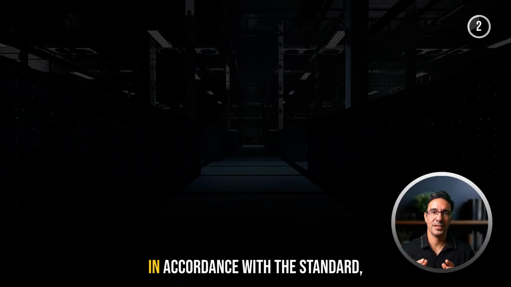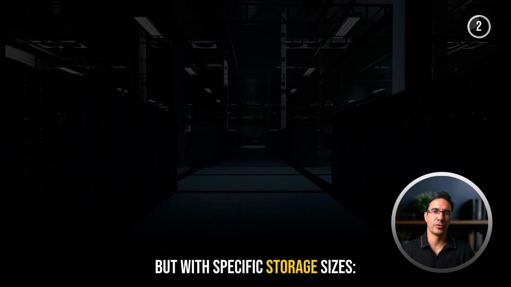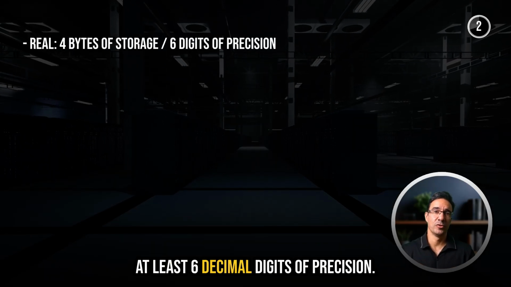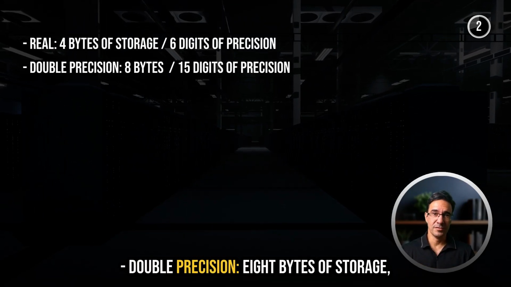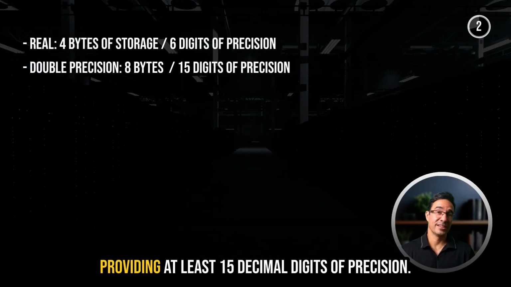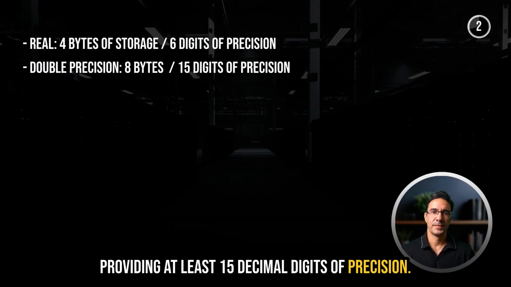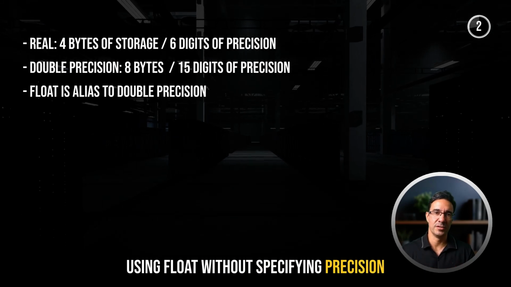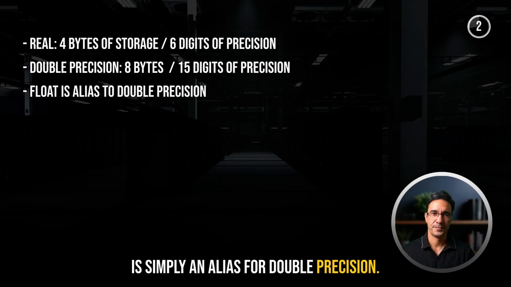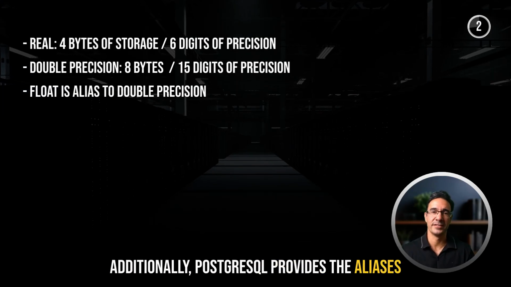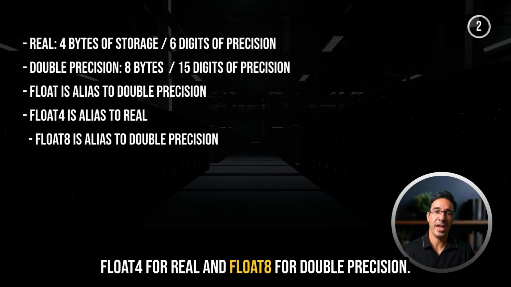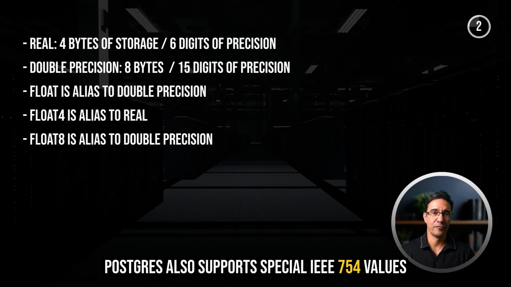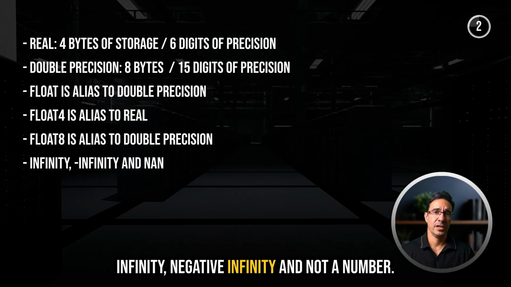PostgreSQL implements this type in accordance with the standard, but with specific storage sizes. Real: 4 bytes of storage, providing at least 6 decimal digits of precision. Double precision: 8 bytes of storage, providing at least 15 decimal digits of precision. It's important to note that in PostgreSQL, using float without specifying precision is simply an alias for double precision. Additionally, PostgreSQL provides the aliases float4 for real and float8 for double precision. Postgres also supports special IEEE 754 values: infinity, negative infinity, and not a number.